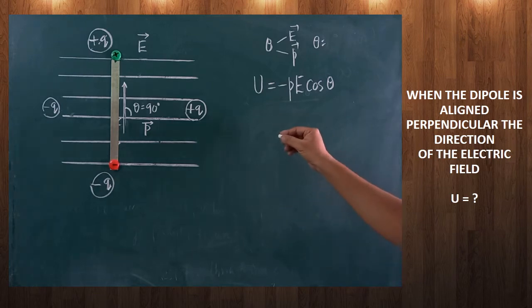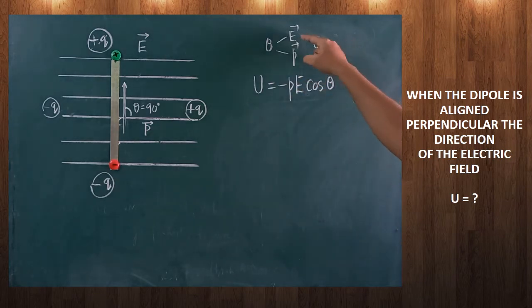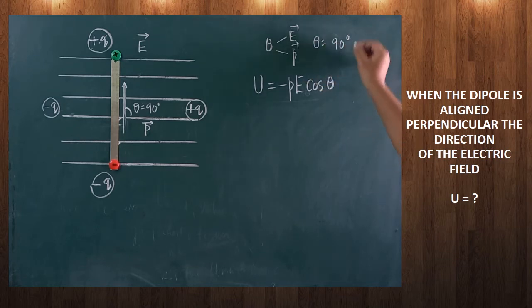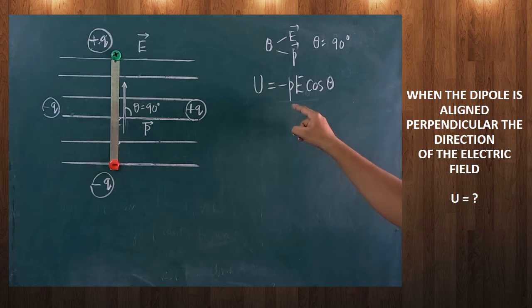Same formula. Between P and E, what is the angle here? 90 degrees. Are you clear? The formula is U equals minus PE cos theta. Substitute now.